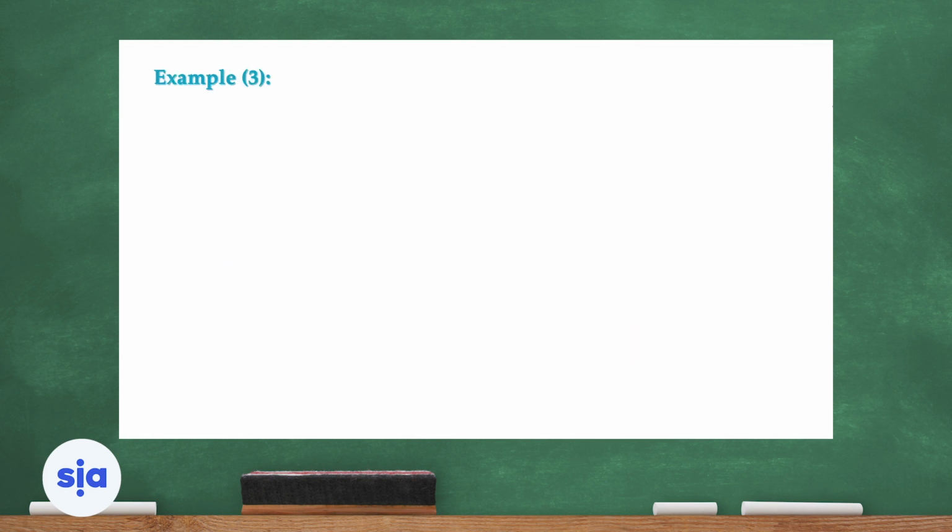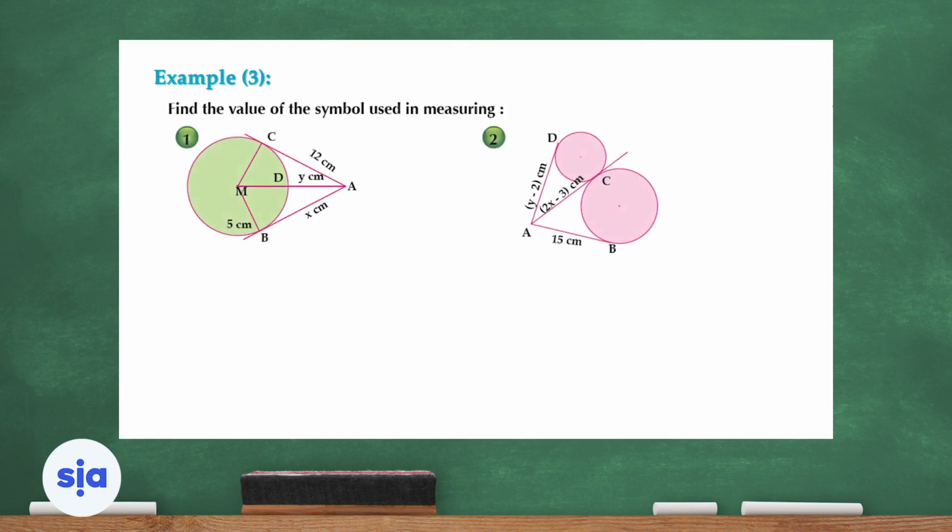Let's go to example 3. In example 3, the question is asking us to find the value of the symbol used in measuring. So, as you can see in number 1, the question wants us to find x and y. Let's start. AC and AB are two tangents meeting outside the circle at point A, so AB is equal to AC. Then x equals 12.